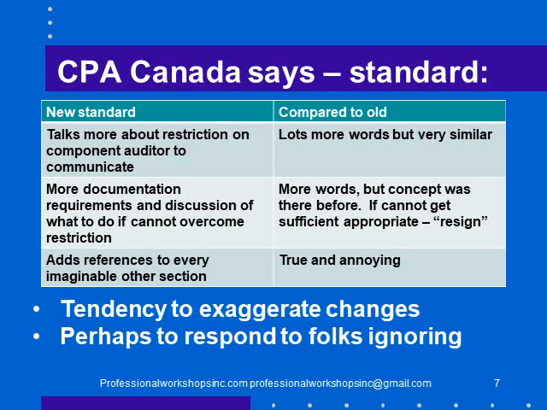Now, what the section says is you consider your alternatives, but basically if you can't do it, maybe you won't resign this year, but you might resign next year. If there's a major subsidiary and you just can't get sufficient appropriate audit evidence about that subsidiary, you can't continue as auditor. Anyway. And then they're quite proud that they've added references to every other imaginable section. It's true, and it's annoying.